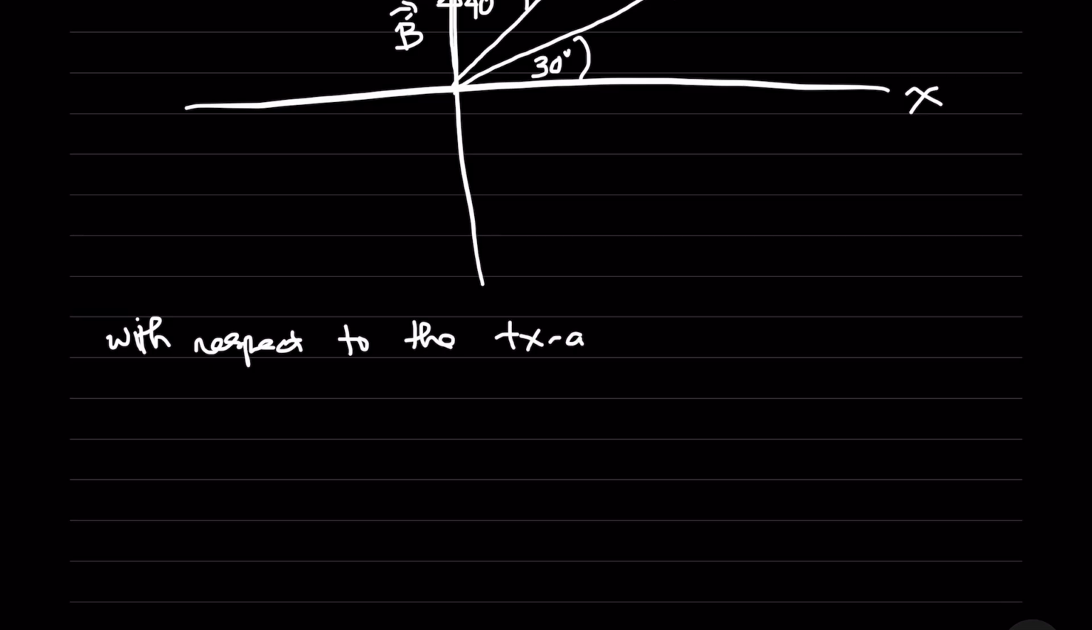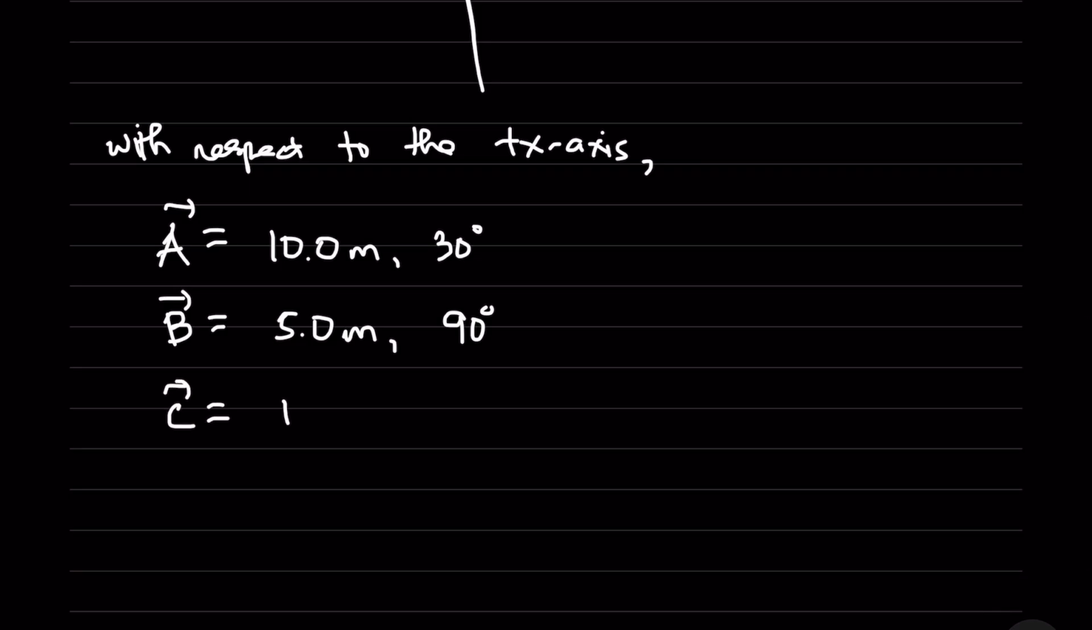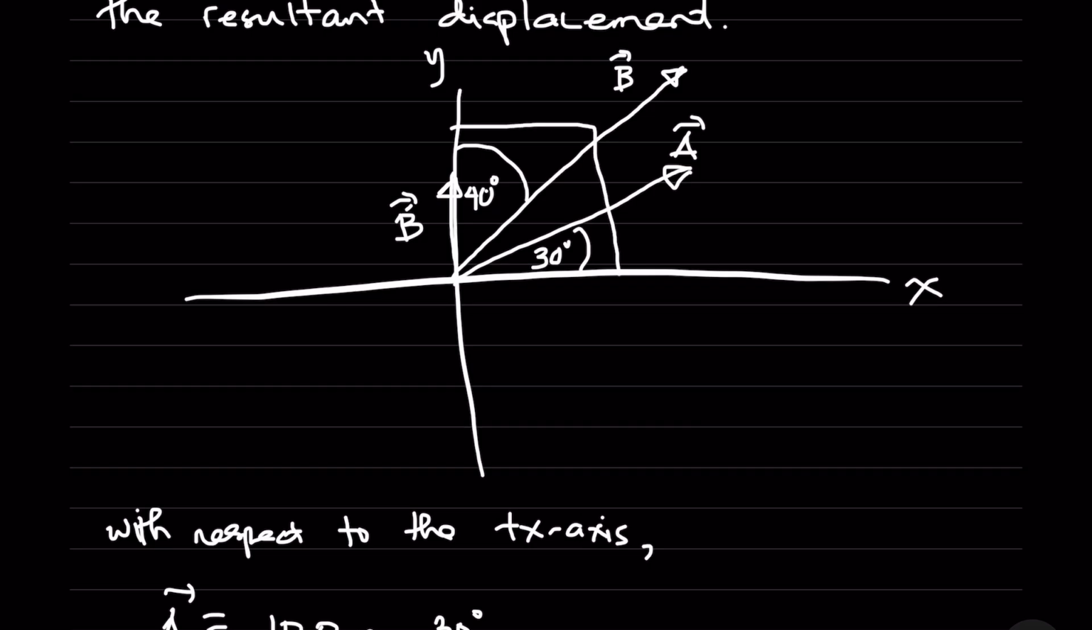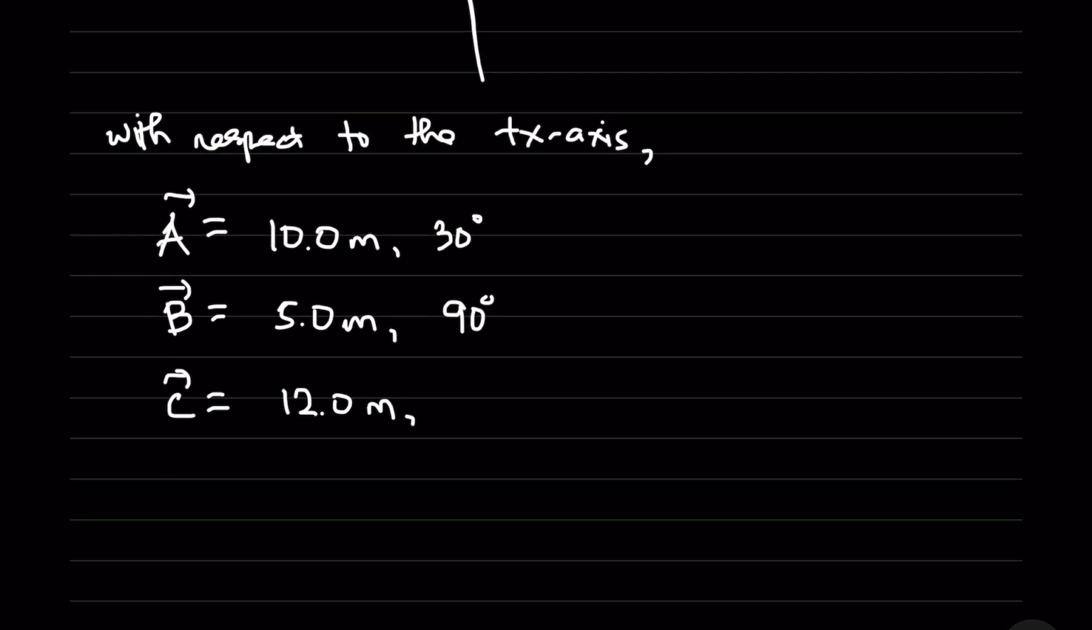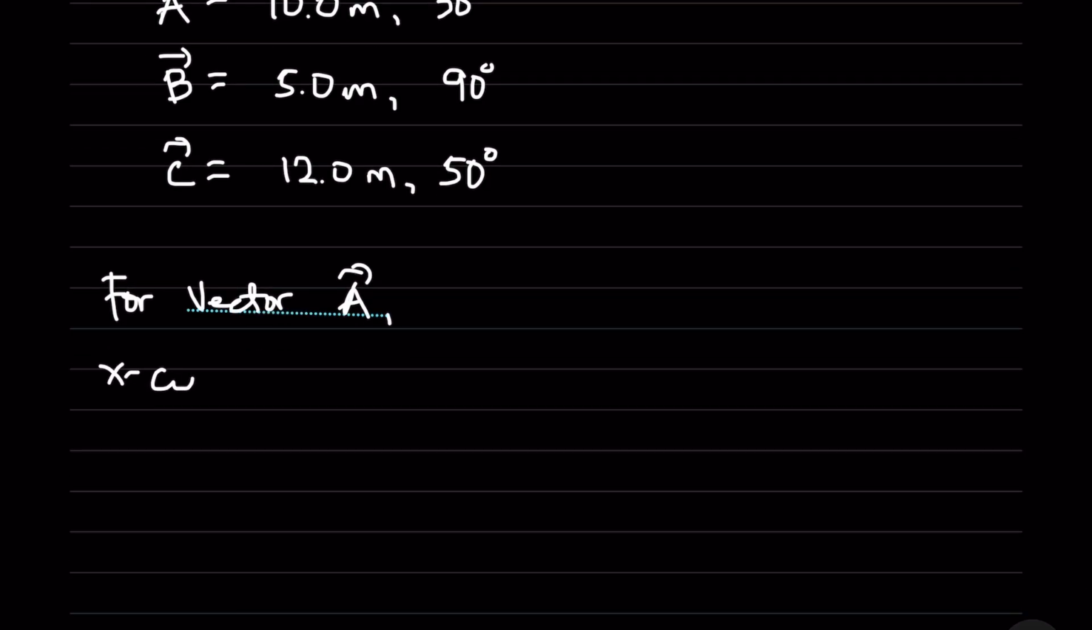Now, you see that in this problem, the directions are given in different ways, right? So it is convenient to write the directions of these vectors in a similar way. We can do this by writing the angles of the vectors with respect to the positive x-axis. So here you see that the direction of vector A is 30 degrees. For vector B, it's 90 degrees. And for vector C, it is 50 degrees with respect to the positive x-axis.